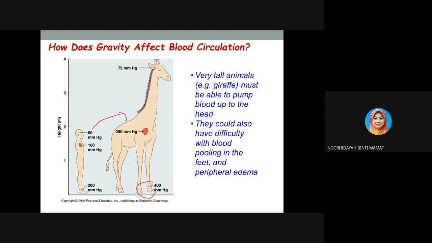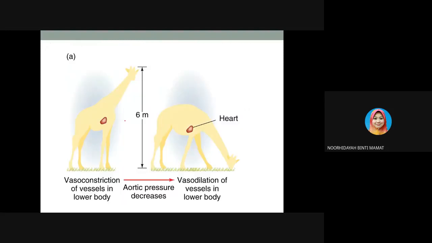So you can see here the giraffe we were just talking about. When the giraffe is standing, the blood vessels will have vasoconstriction of vessels in the lower body. Then when the giraffe changes position, the aortic pressure will decrease, so there is vasodilation of vessels in the lower body.